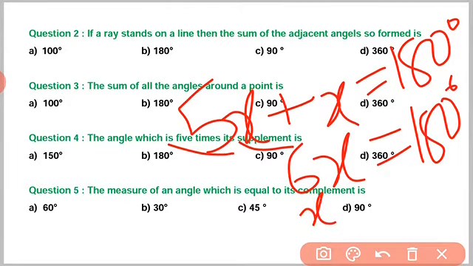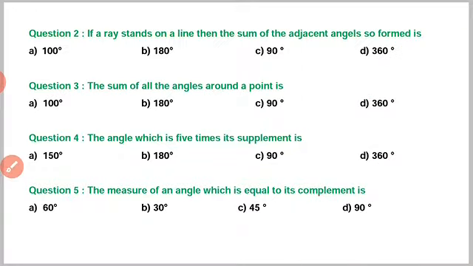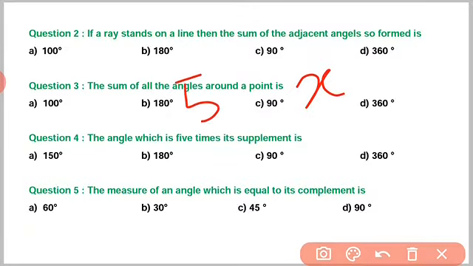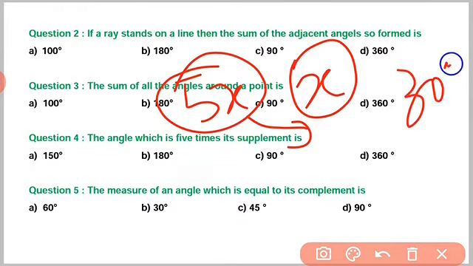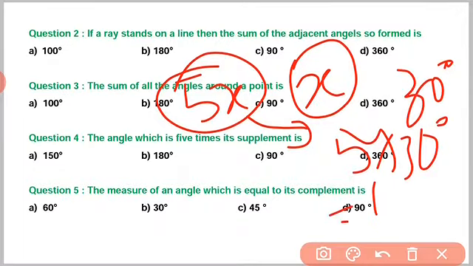So what will be the value of x? It will be equal to 30 degrees. So what will be the angle which is 5 times its supplement, and the supplement was x, so what will be the angle? 5x. And we got the value of x, that is, one supplement is 30 degrees. So what will be the next? That will be equal to 5 multiplied by 30, that is 150 degrees.